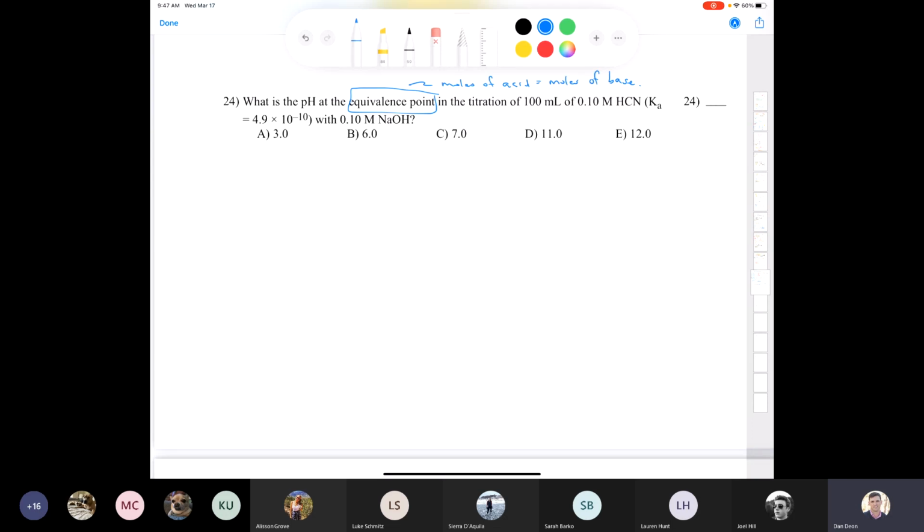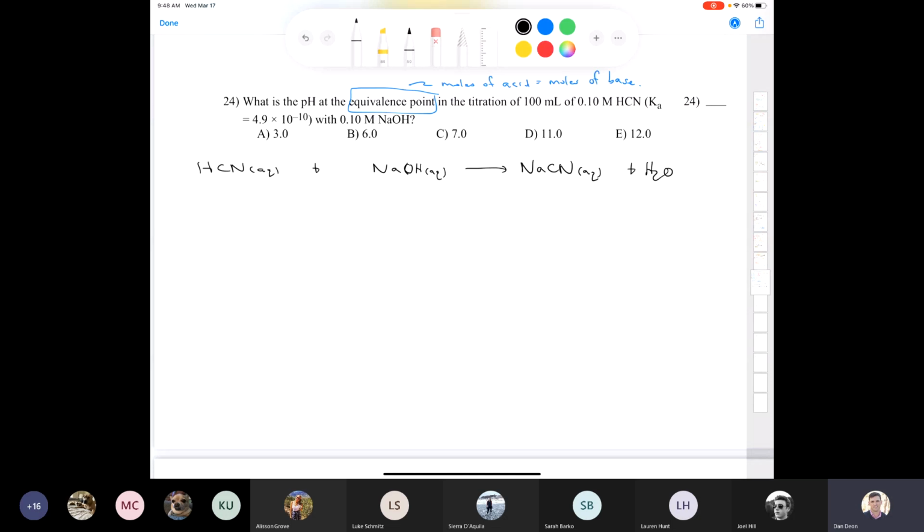Okay, so let's start by writing out a nice balanced equation for this titration. We have hydrocyanic acid plus sodium hydroxide, which is going to produce sodium cyanide plus water. So there's our balanced equation.